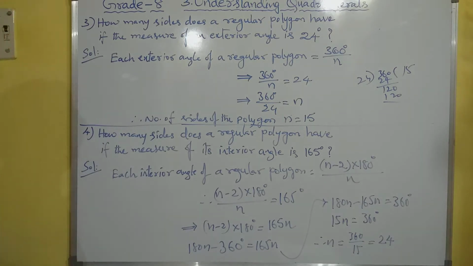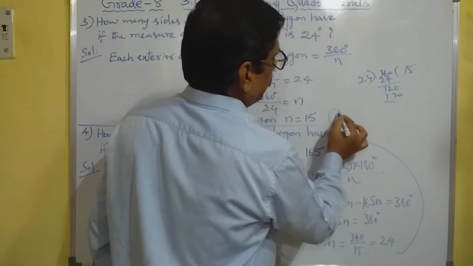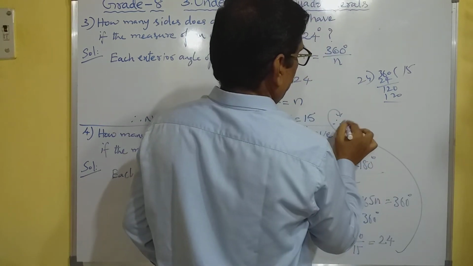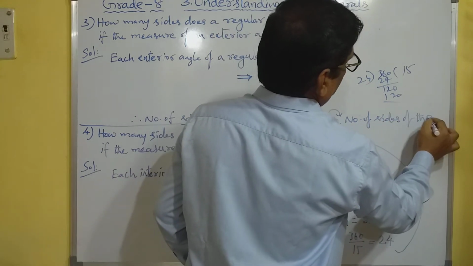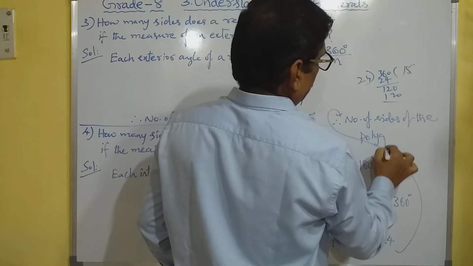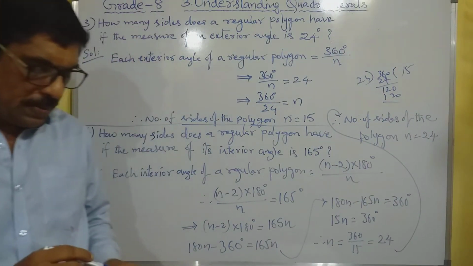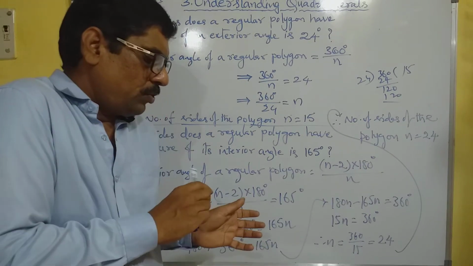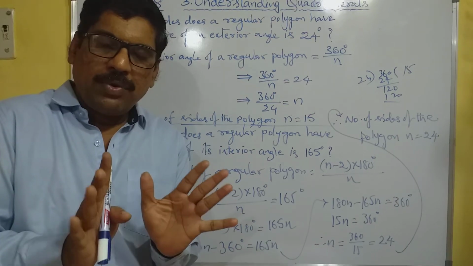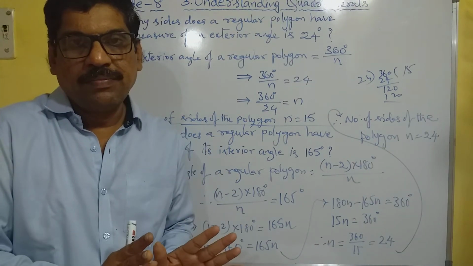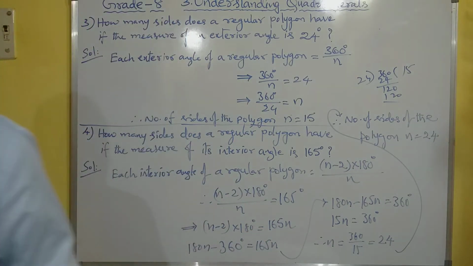Okay? Therefore, we have to write the final answer. Here, let us write here. Therefore, the number of sides of the polygon n is equal to 24. Okay, so by solving all these problems 1, 2, 3 and 4, we have used all the formulae which were there in the formulas list. Okay, now let us continue the next problem.